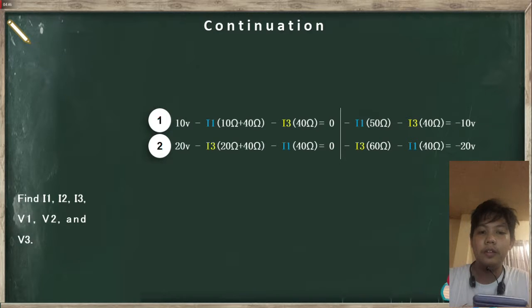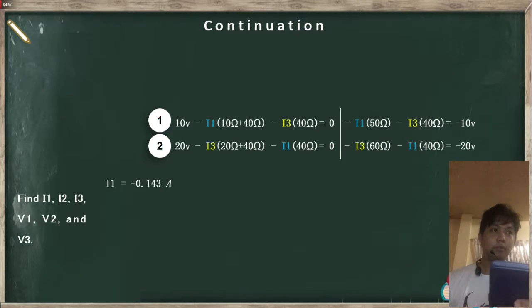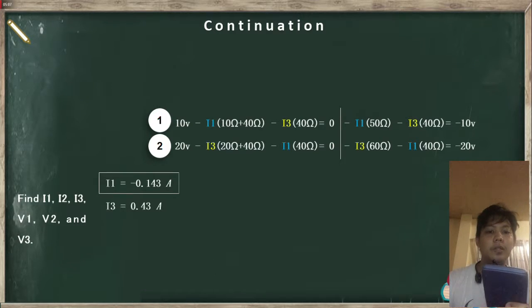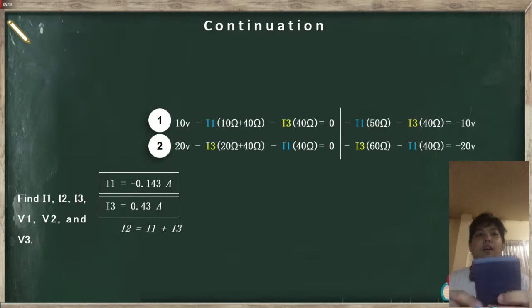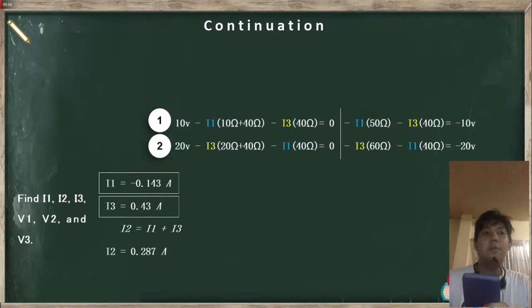I1 is 40 minus 60 of I3 minus 20. The current 1 is negative 0.143 amperes, and the current 3 is 0.43 amperes. So to get the current 2, I1 plus I3 is equal to I2. So I2 is equal to 0.287 amperes.